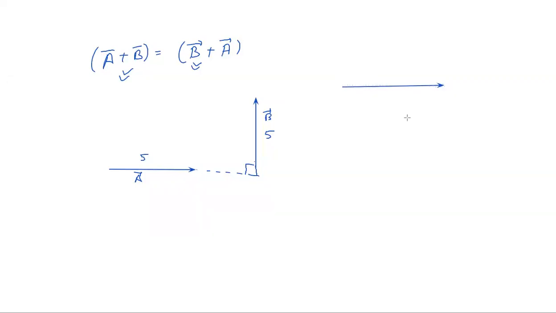So first of all we draw vector A, and the tail of B coincides with the head of vector A. So this is the vector B, both having the same magnitude. So the resultant is in this direction, that is capital R. A vector, B vector, both are perpendicular to each other. So this is R vector. This value is 5 and this value is also 5.